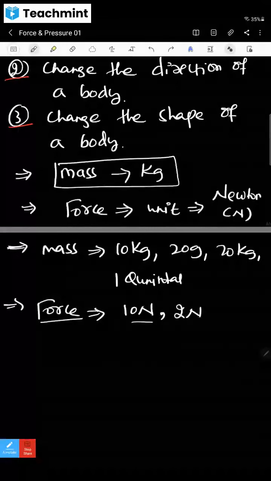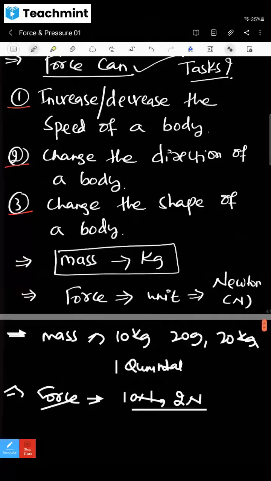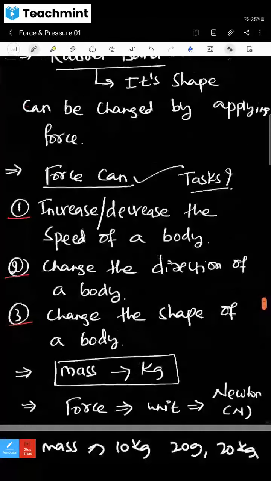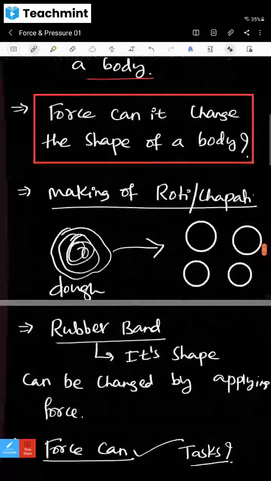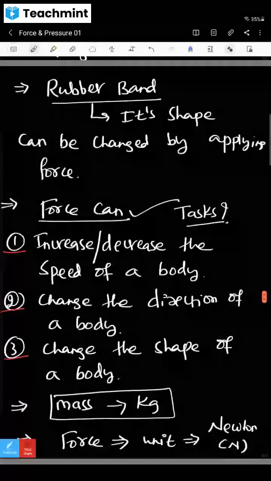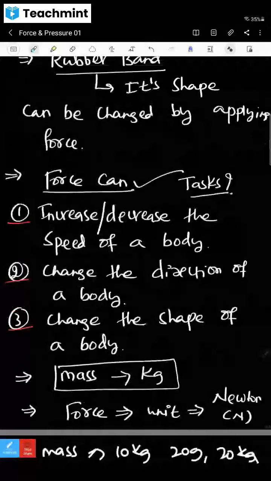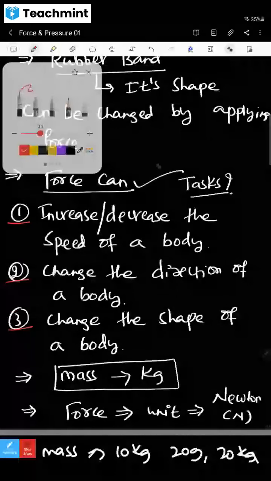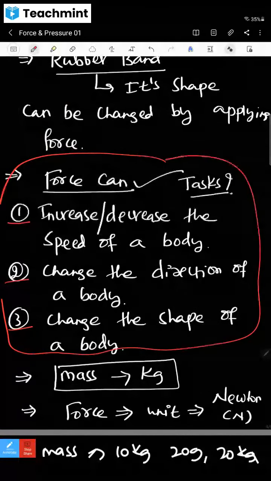Yes, sir. So we have hit a very important question. The important question is what are the tasks of this force? The task of force we have already hit. So here is the question. Force is going to do all these things. I hope it should be very clear.